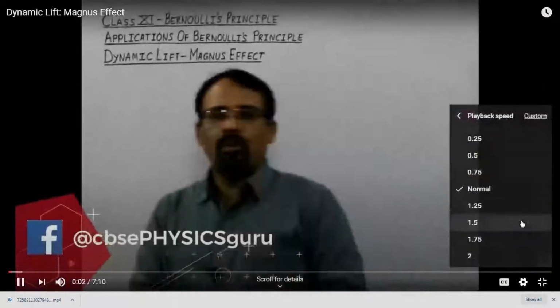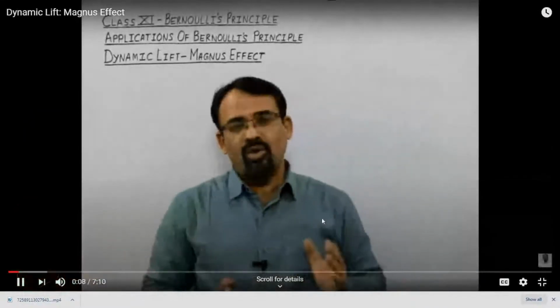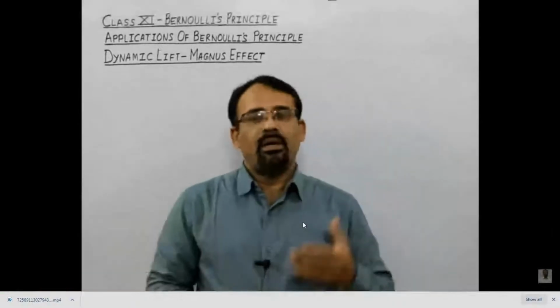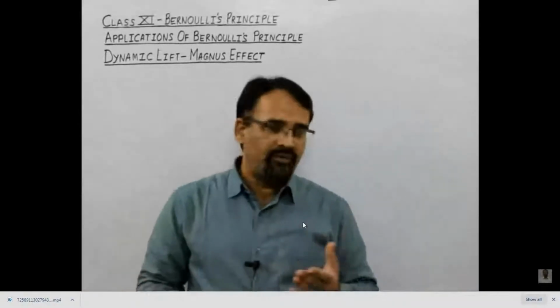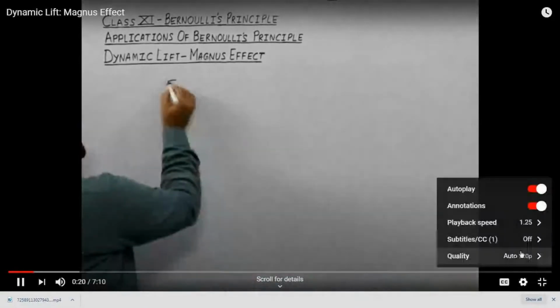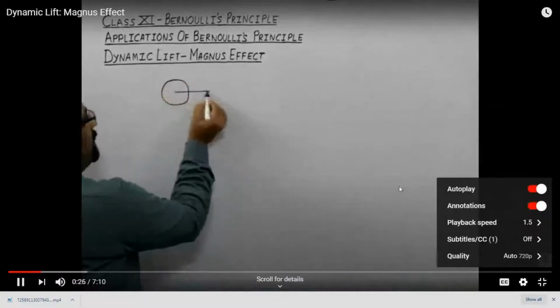Hello. In this video, I will discuss dynamic lift, and it is caused by what is called the Magnus effect. So first, we will see what is a dynamic lift. Let us consider that a ball which is not spinning is thrown in some direction.